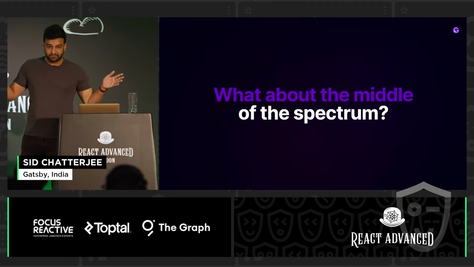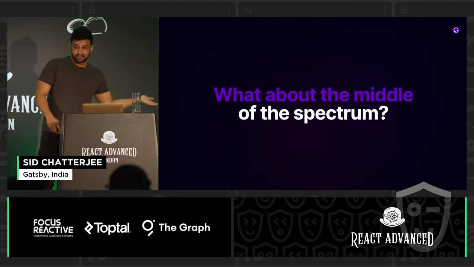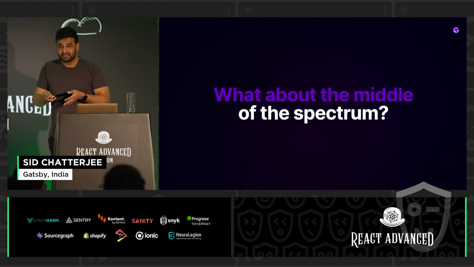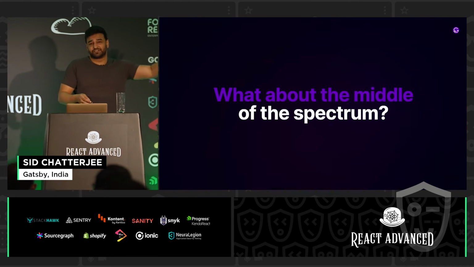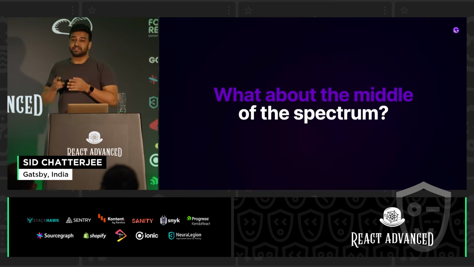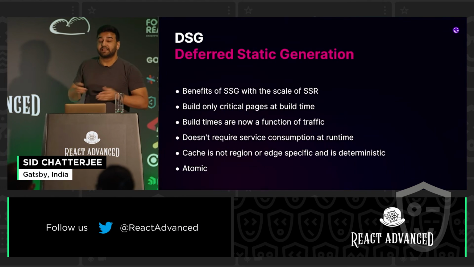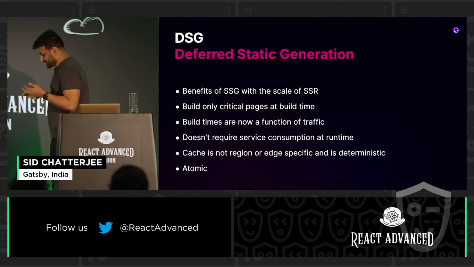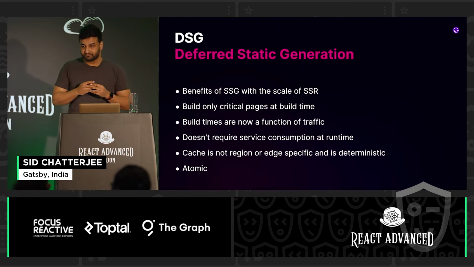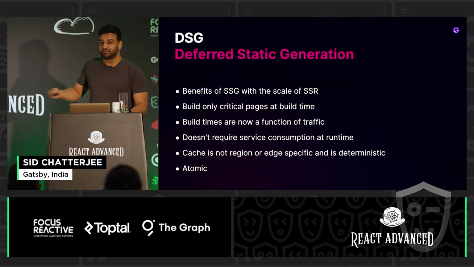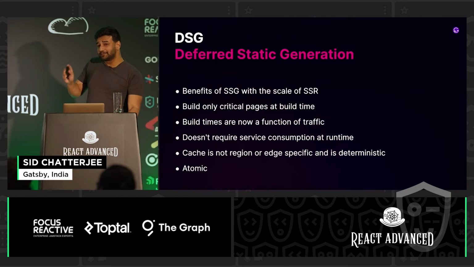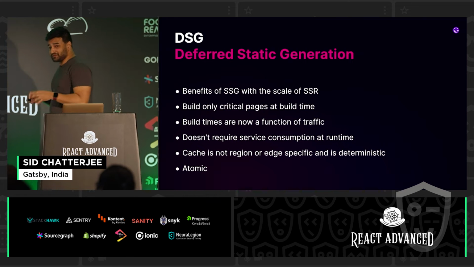The spectrum that we've been talking about with SSR on one end and SSG on the other, there's got to be something in between, right? I mean, SSR is wonderful for some use cases. SSG should be your default. But what about these use cases in between? And that's really what this talk is about. With Gatsby v4, we have what we call deferred static generation. You can think of it as SSG, but later. You get all the benefits of static site generation, but with the scale of SSR.